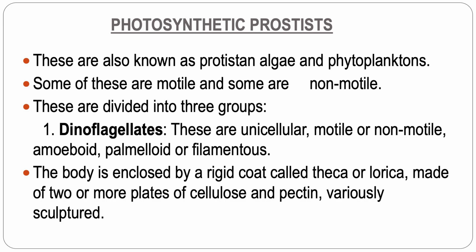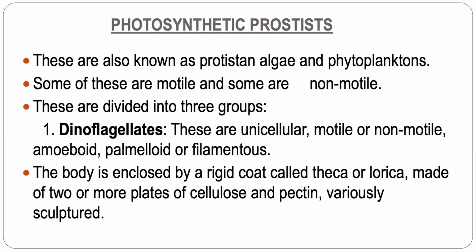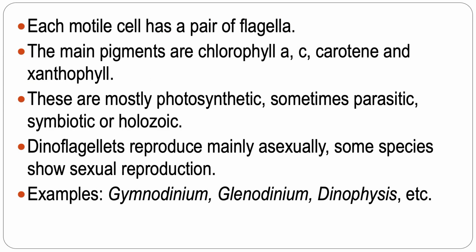These are divided into three groups: dinoflagellates, where we shall find these made up of a single cell. These are motile, sometimes non-motile. They show amoeboid, palmelloid or filamentous habit. The body is enclosed by a rigid coat called theca or lorica, made up of two or more plates of cellulose and pectin, variously sculptured. These walls differ from each other. Each motile cell has a pair of flagella.